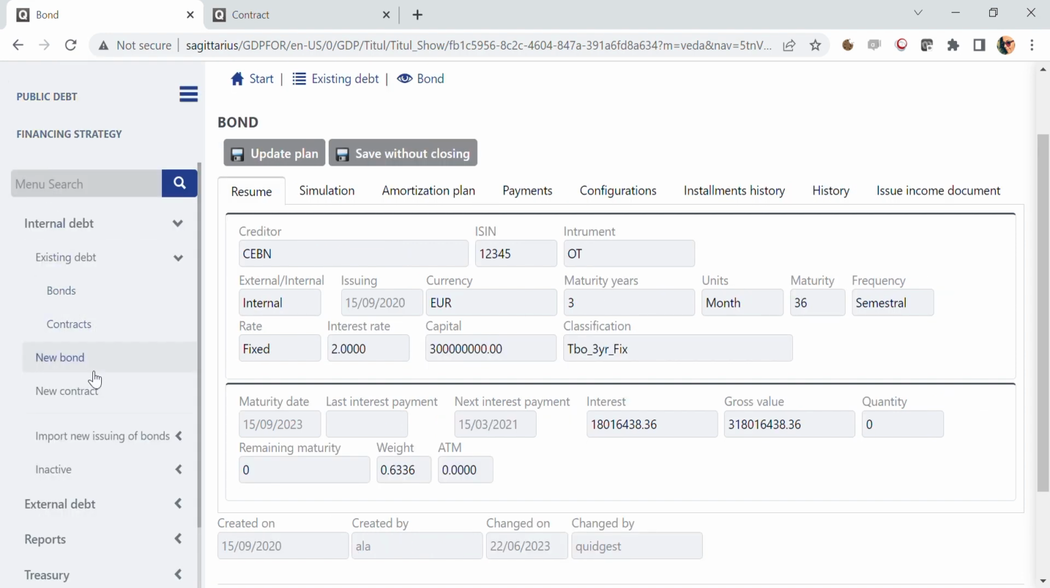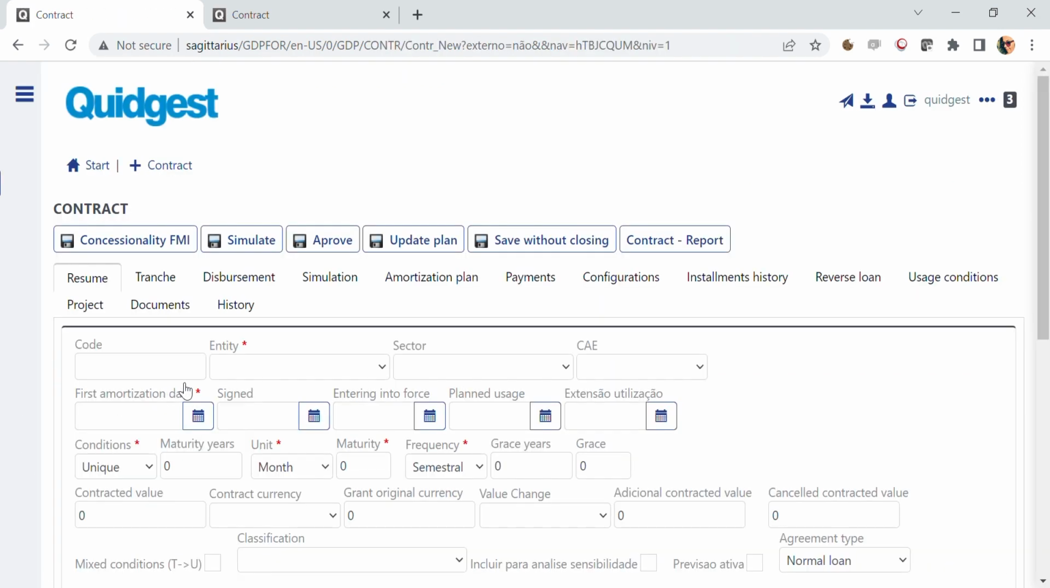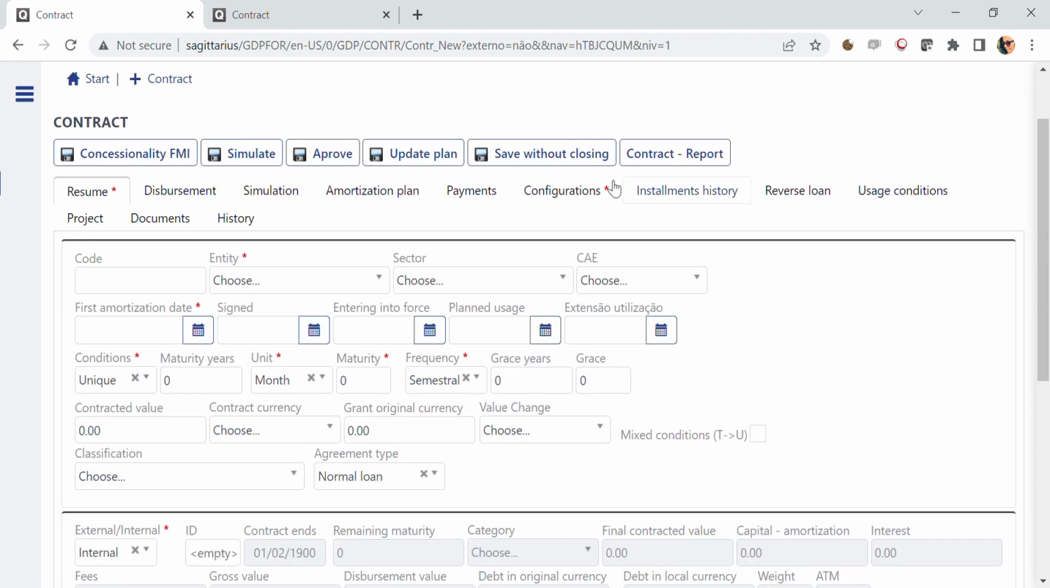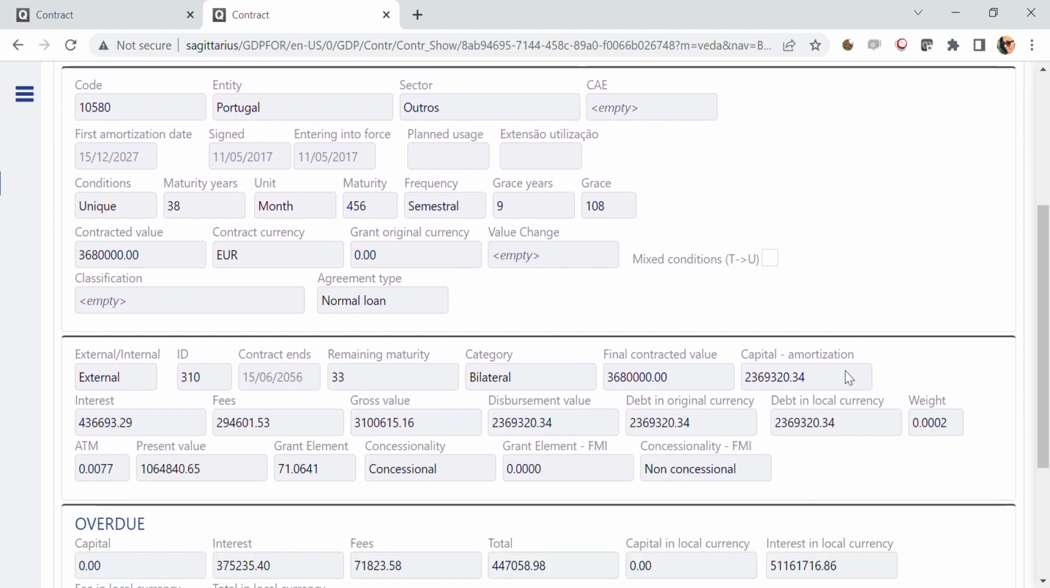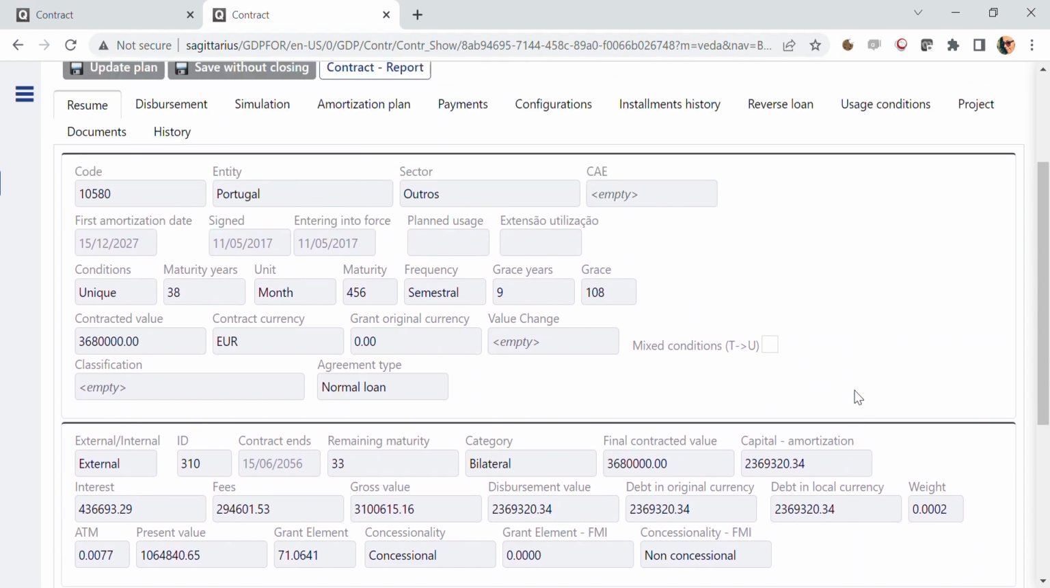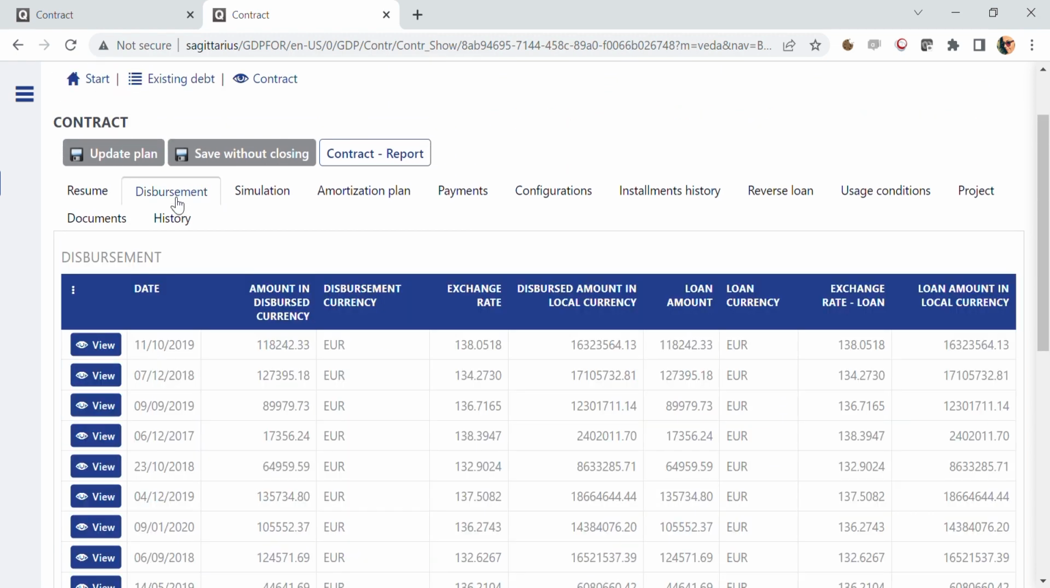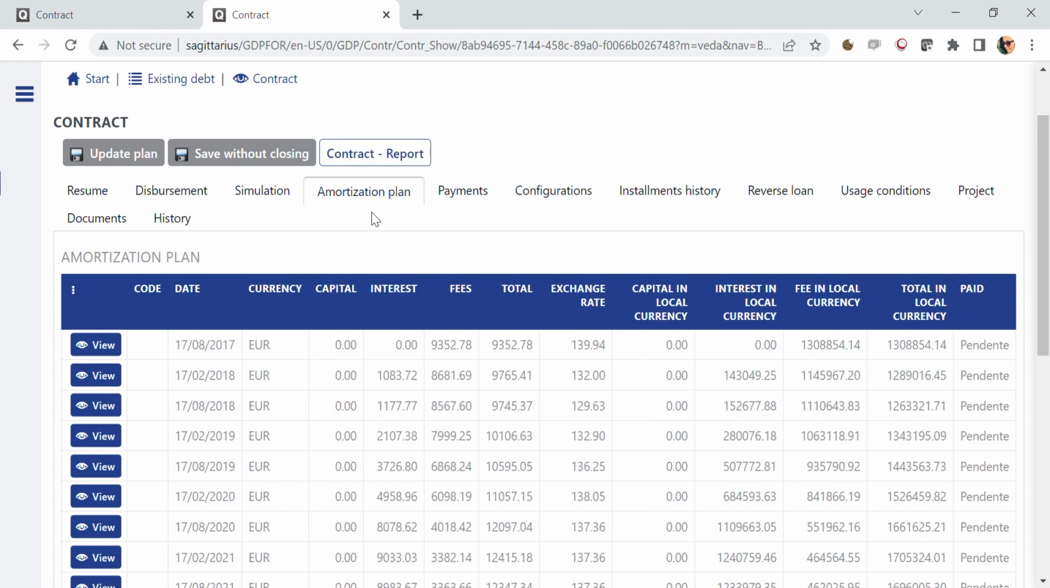And here we can see an example, for instance, as far as contracts are concerned. If we insert a new contract, as you can see, the quantity of information is bigger. But let's start maybe by looking at the contract with the data. I prepared here one with the data already populated. So once again, we have a resume where we have all the information. As you can see, it is much more complex than the titles. The part of the disbursements, simulation, amortization, the situation is equal as far as cash flows are concerned.